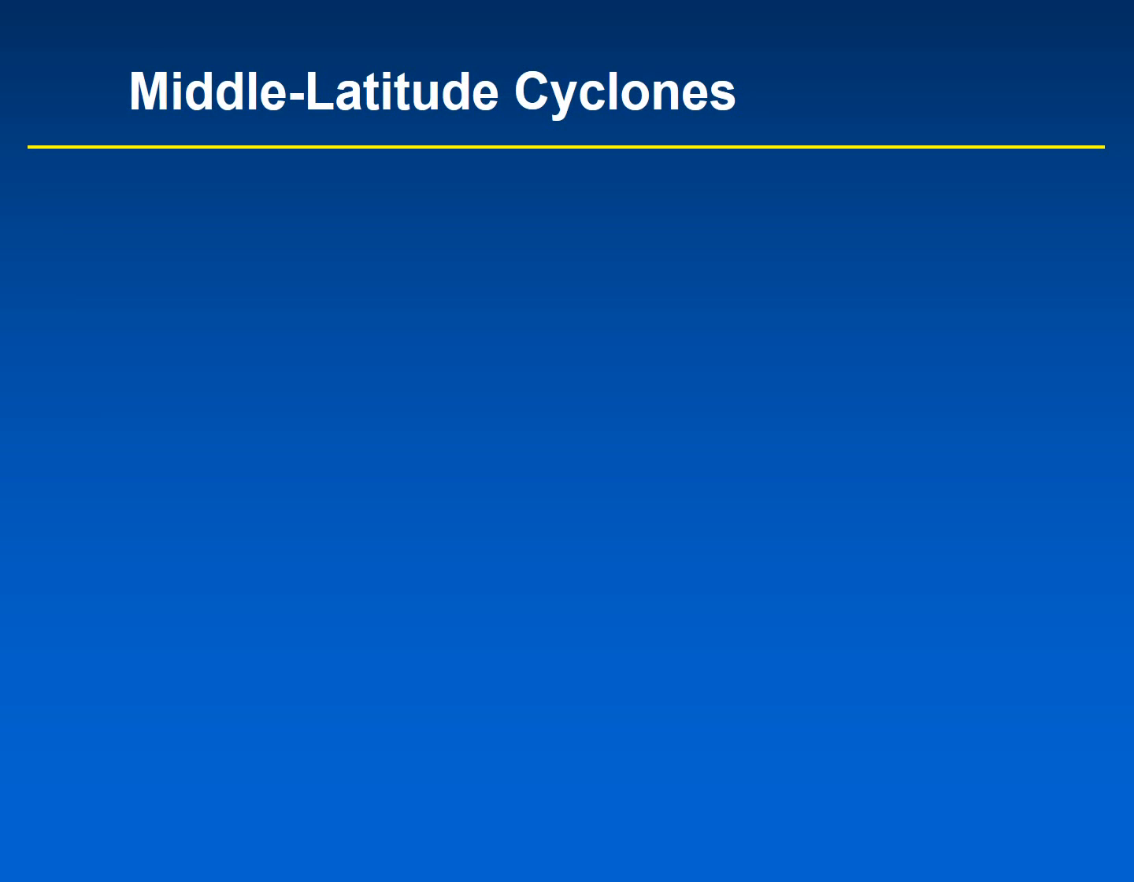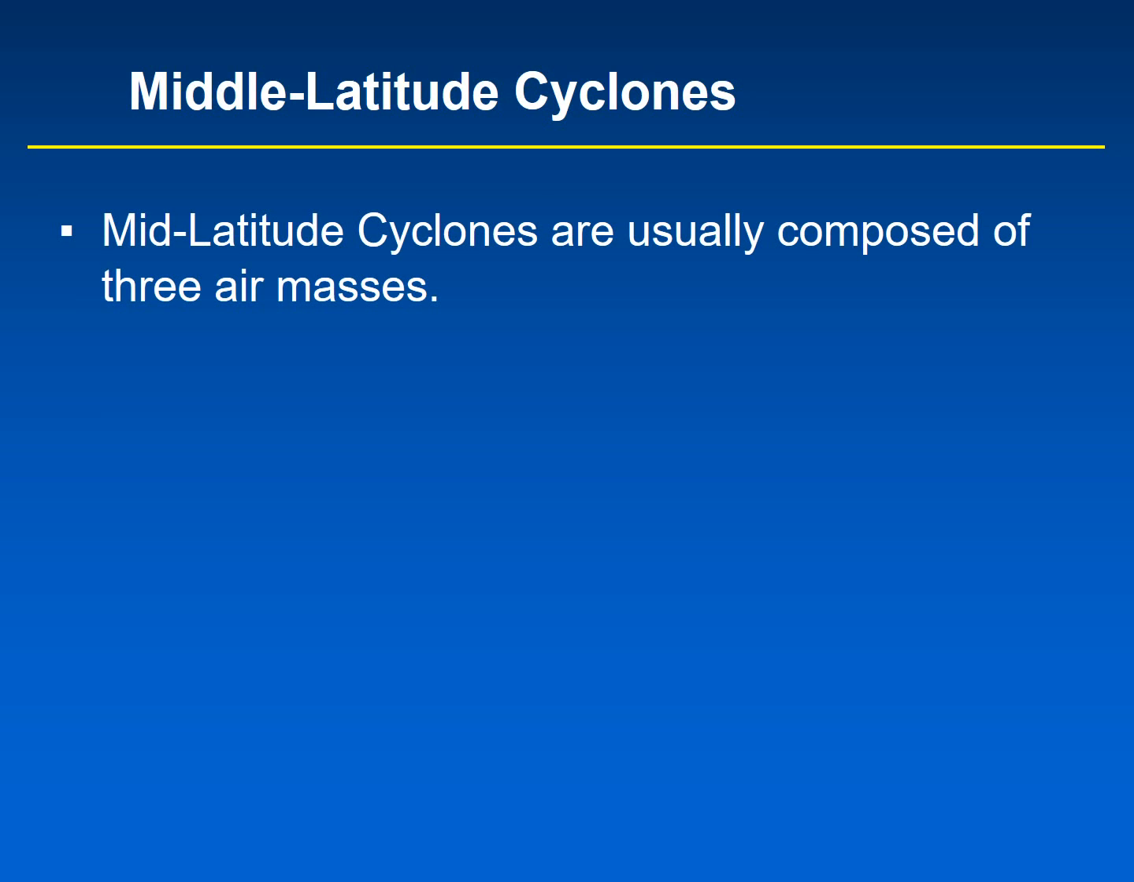Okay, now that we understand air masses and fronts, we can discuss middle latitude cyclones, or mid-latitude cyclones for short. Middle latitude cyclones are areas of low pressure, remember a cyclone is an area of low pressure, that form in the mid-latitudes. They are also sometimes called extratropical cyclones because they form outside of the tropics, in the mid-latitudes. Usually, they are composed of three air masses with different temperature and humidity properties.